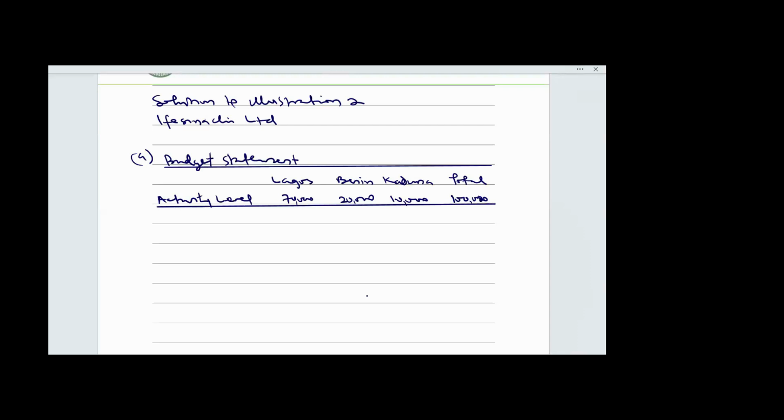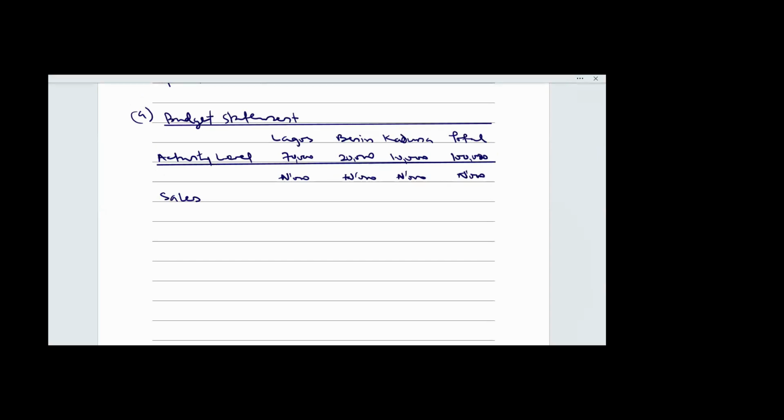So I can come here, my figures will be in thousands to save time. If I don't write it under, I can write it in front of the budget statement. That will save my time. All right. So the first item, I want to prepare the income statement.